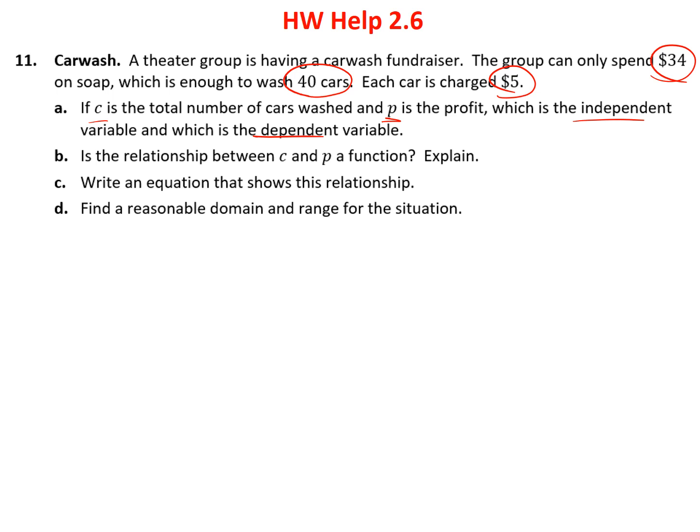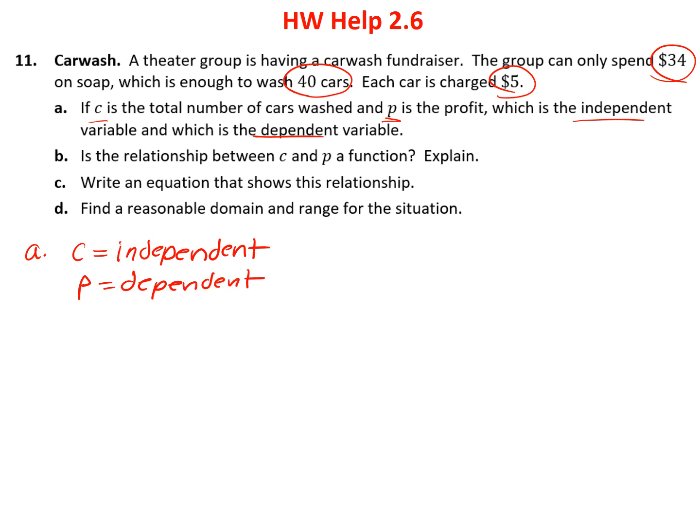And obviously in this case, A, the C, the cars washed, is the independent variable. The more that I wash, the more profit that I get. And P is dependent upon how many cars. The more cars I wash, the more money I make.